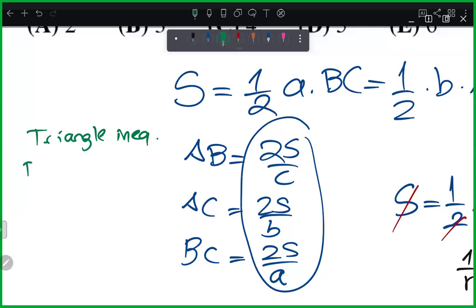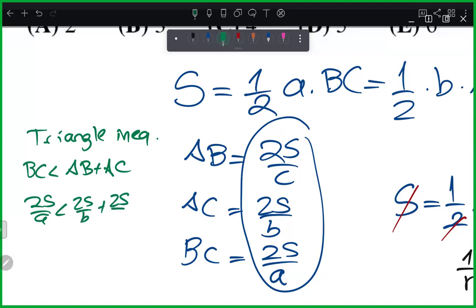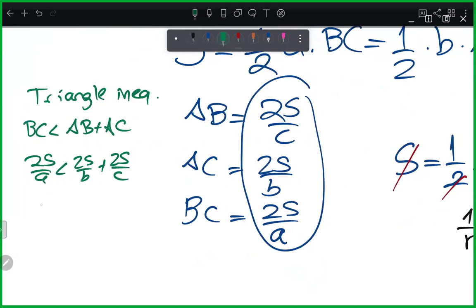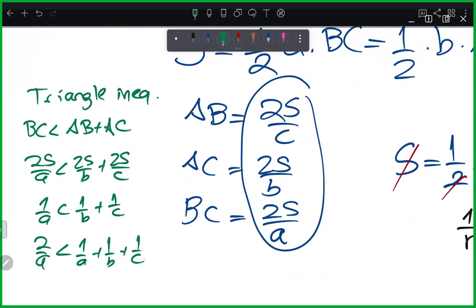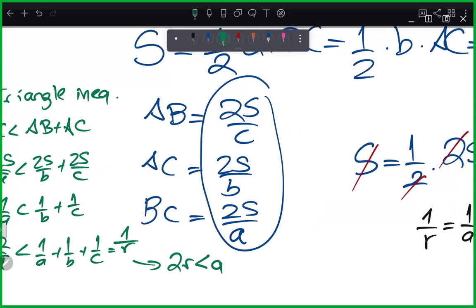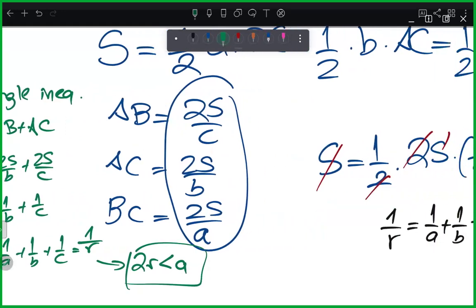We have BC is less than AB plus AC. And substituting these quantities, we get 2S over A is less than 2S over B plus 2S over C, hence 1 over A is less than 1 over B plus 1 over C. Okay. Adding 1 over A to both sides, we get 2 over A is less than 1 over A plus 1 over B plus 1 over C. This is, I'm sorry, this is 1 over R. We get 2R is less than A. Okay, so this is the first inequality that we get.